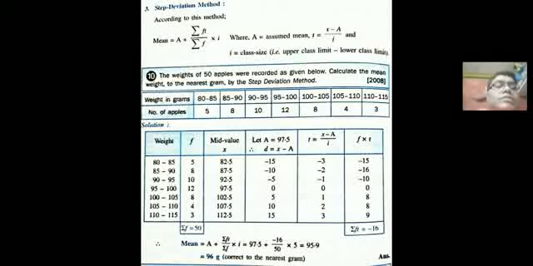Now find f into d, multiplying the f column by the d column. You will get minus 10 into 7, minus 70; minus 5 into 6, minus 30; 0 into 9 is 0; 5 into 5, 25; 10 into 3, 30. Now find sigma fd by adding these, so sigma fd will be minus 45. Sigma f is equal to 30. Then mean is equal to a plus sigma fd by sigma f, and you can find the mean.